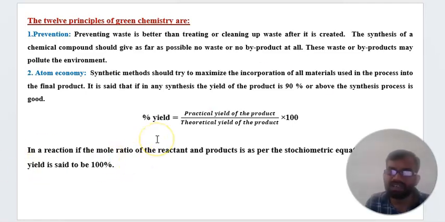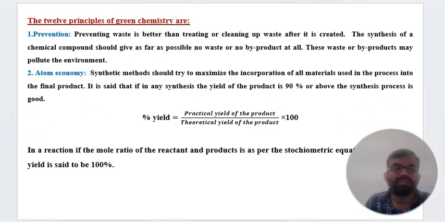The percentage yield is called the practical yield of the product divided by the theoretical yield of the product, multiplied by 100. If in the reaction the mole ratio of the reactant and product is as per the stoichiometric equation, the product yield should be said to be 100%. That is called atom economy. So atom economy means the theoretical product and the practical product should reach 100%. Simply, we will say there is no byproduct at all. So that is called atom economy.